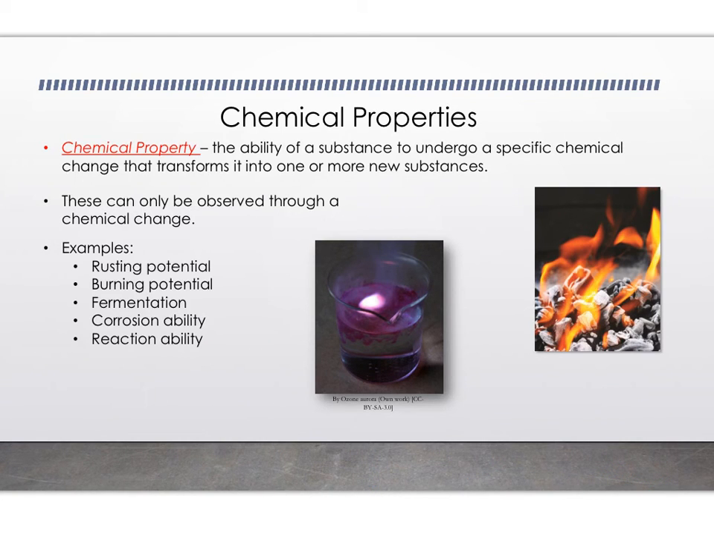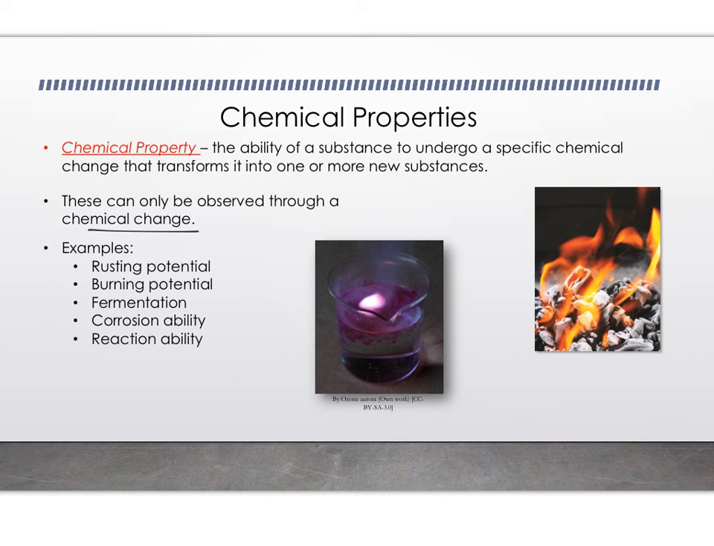So we talked about physical properties describing a substance without changing its chemical composition. That is different from the chemical properties, where a chemical property is the ability of a substance to undergo a specific chemical change that transforms it into one or more new substances. So chemical properties describe the ability of a substance to change into something completely different. So these can only be observed through a chemical change. So you're chemically changing the composition of something. You're changing what it's composed of.